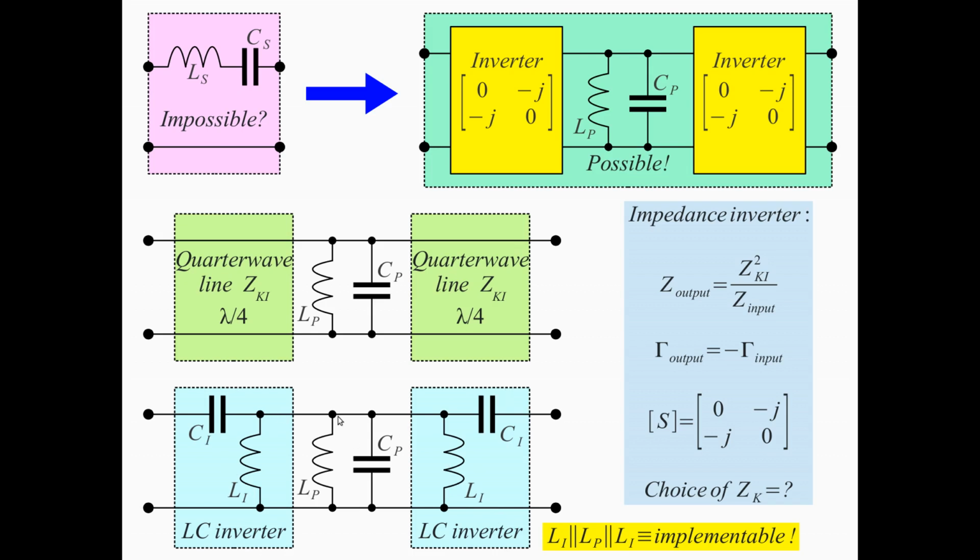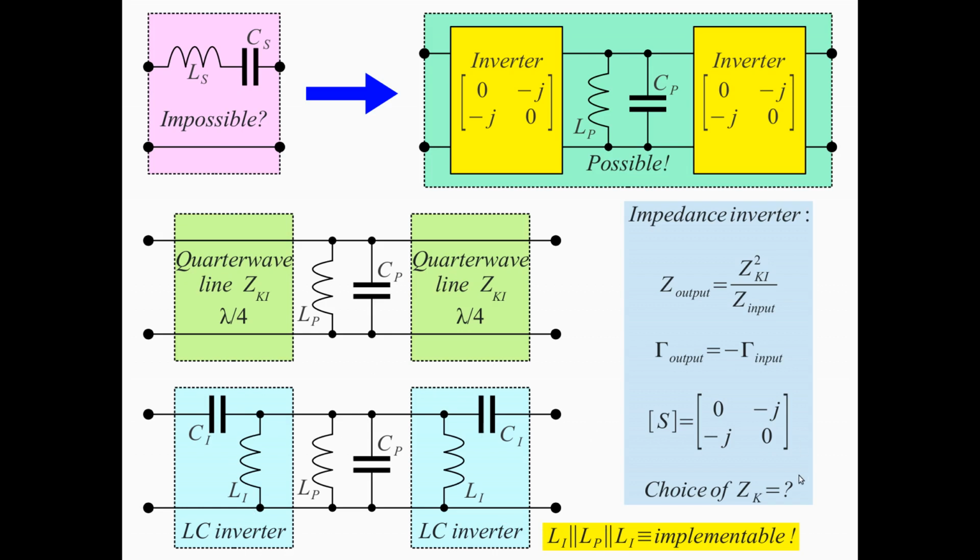Furthermore, these inductors may still be large. The L of the inverter may still be large. But in our circuit, actually, we have a parallel connection of this inductor and this inductor and this inductor. We have 3 inductors in parallel, and this is usually implementable. So this can be done, and this circuit here is what we can use for our very narrow bandpass filters, because the CI can be made small enough.